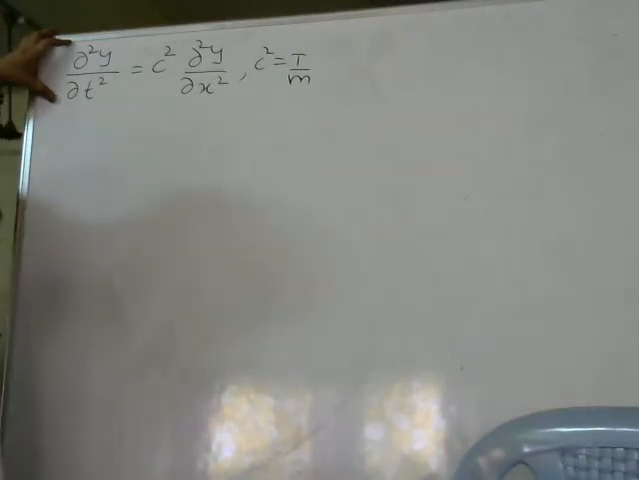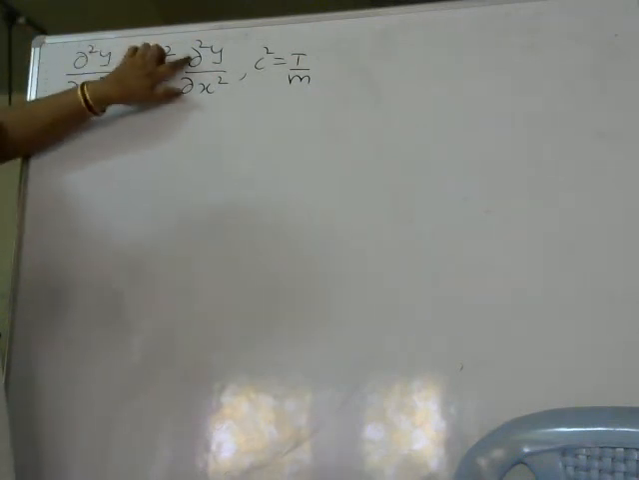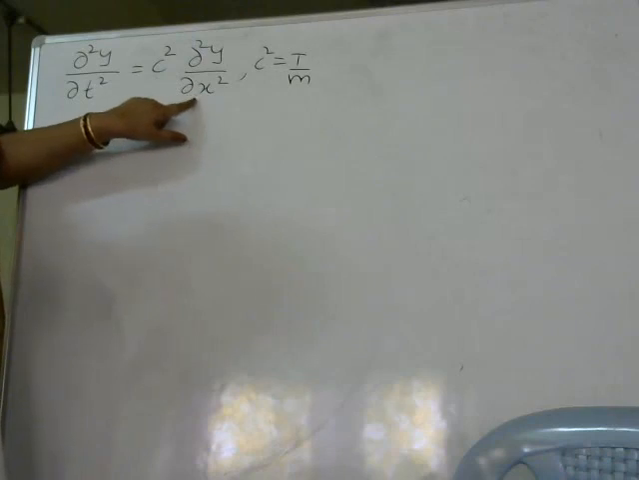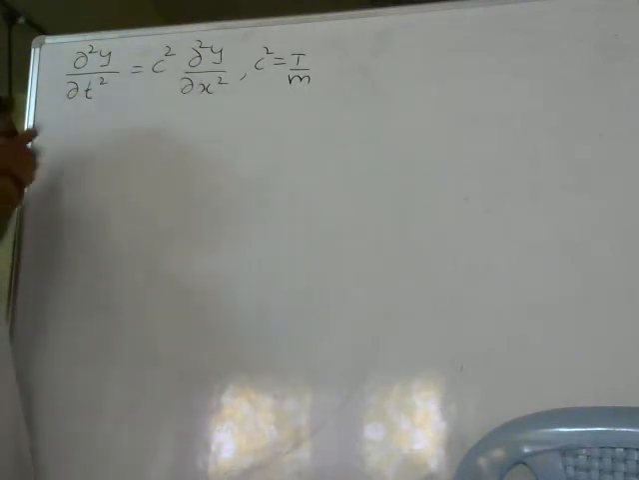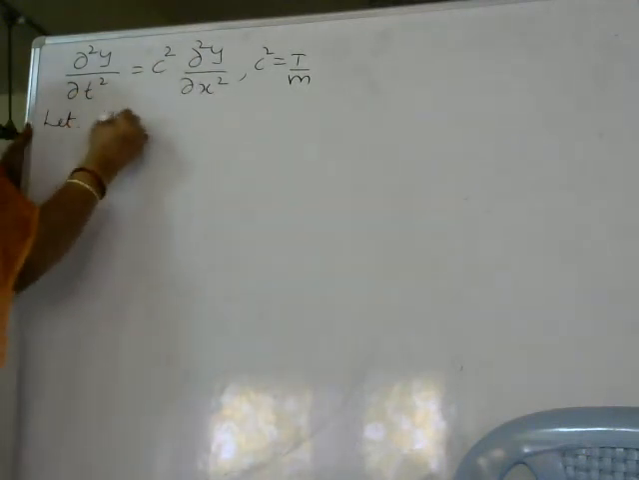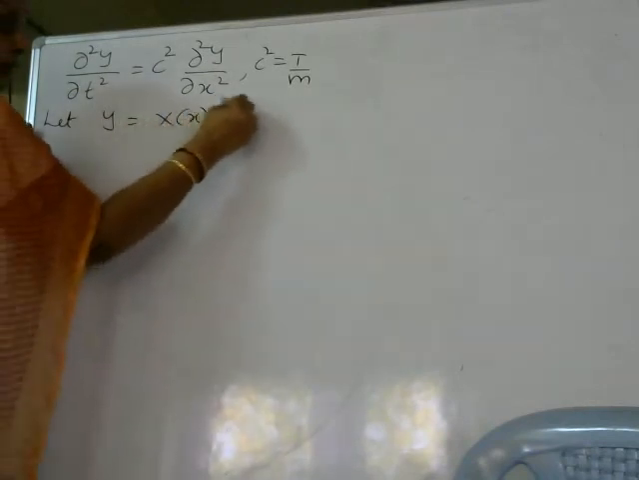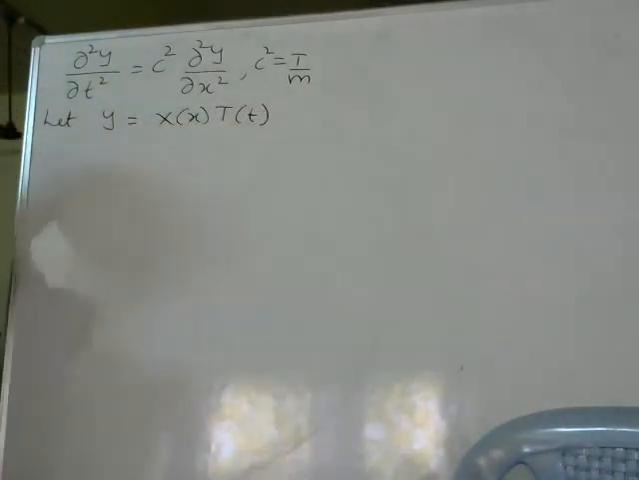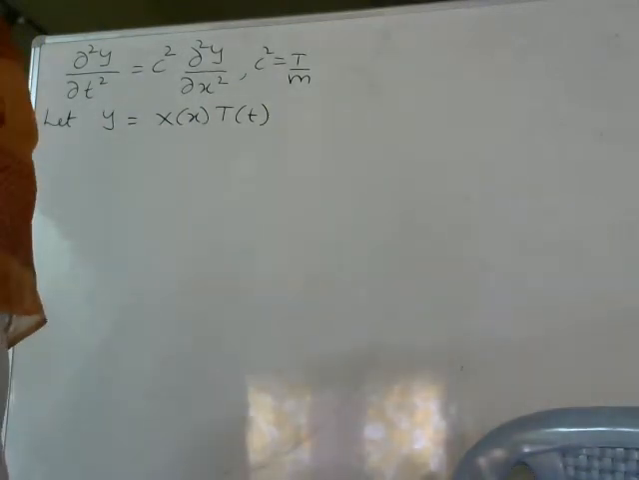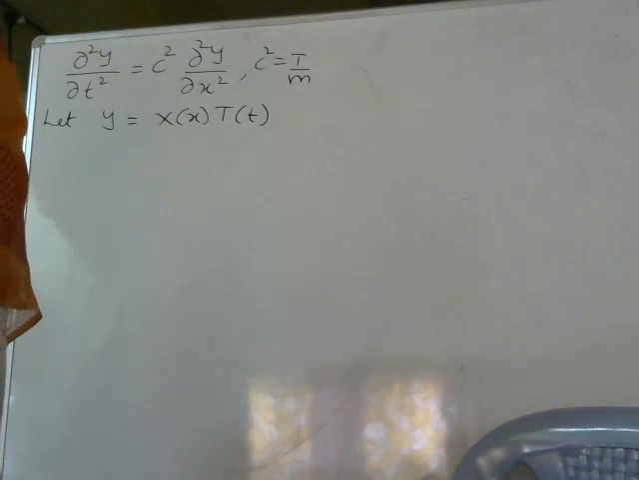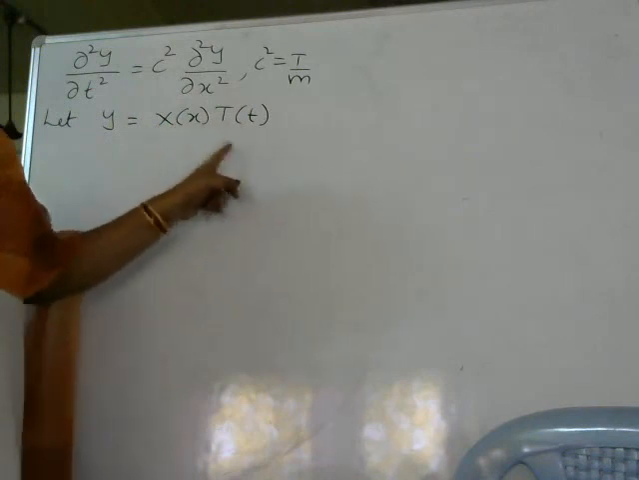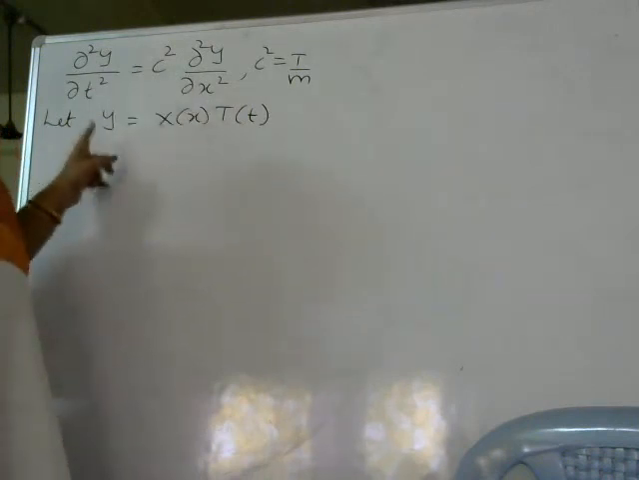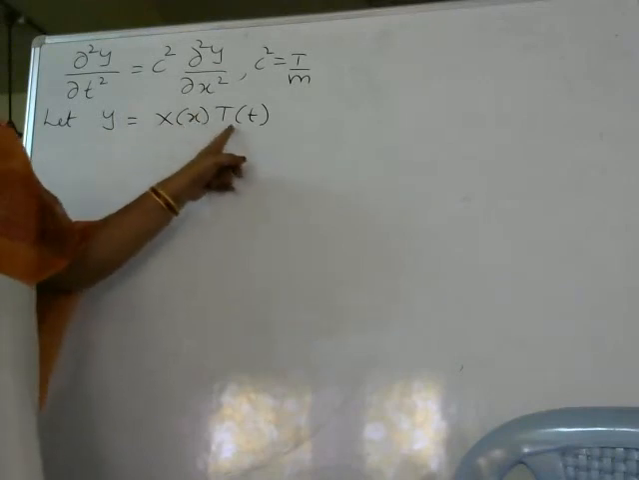Yesterday we saw different methods of finding the solution for partial differential equations. We have del square y by del t square and del square y by del x square. What is the meaning of that? x and t are independent variables, and y is a function of x and t. So let the solution be y is equal to a function of x into a function of t. See how I have written the solution part. Yesterday we wrote u as a function of x and y, X of x into Y of y. Do you remember? Here we have y as a function of x and t. So that's why we write y is equal to a function of x into a function of t.